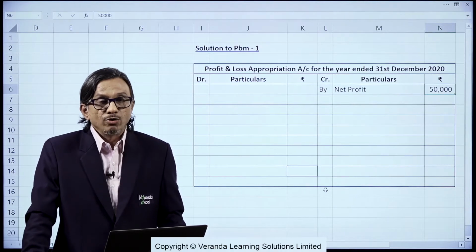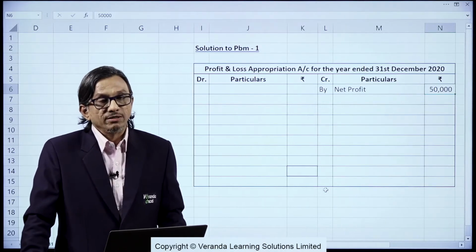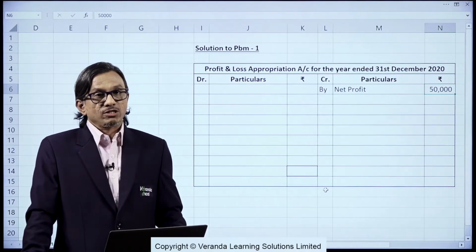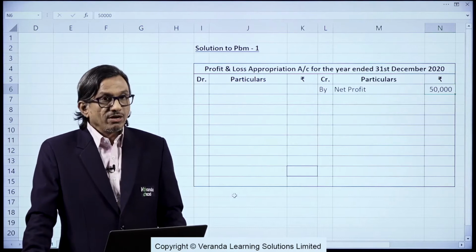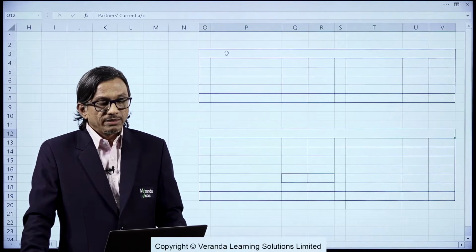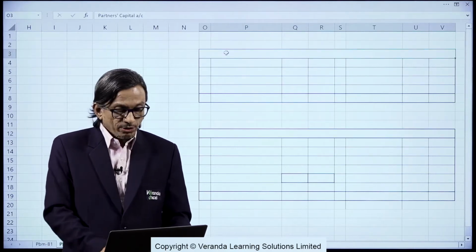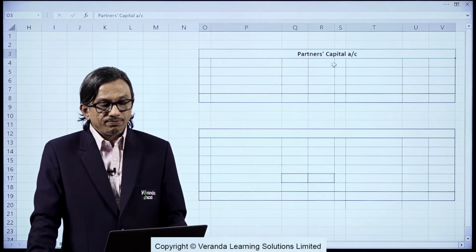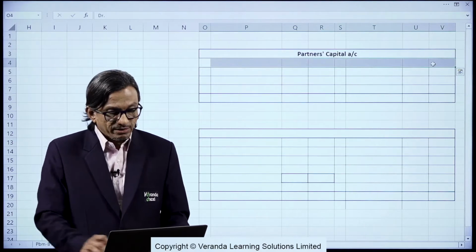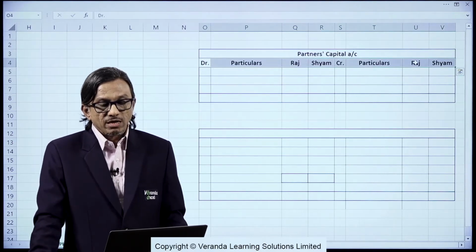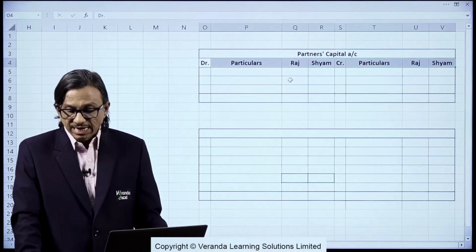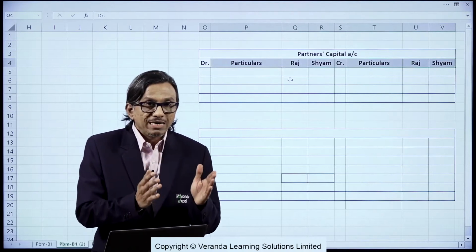Now in this account, we are going to show how this profit is distributed to the partners after providing for salary, interest on capital, interest on drawings, etc. We are also asked to prepare the partners' capital account and current account. Since they follow the fixed capital method, you have to show the partners' capital account, starting with the opening balance. Now, what is the opening balance? You know there are 2 partners, Raj and Shyam. The problem tells you Raj and Shyam start business with a capital of 80,000. That means the total capital is 80,000.